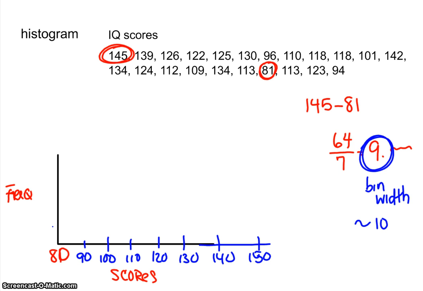Now my process then is I'm going to take this value, this 145. It falls somewhere in between 140 and 150. What I like to do is just put a little block here. 139, somewhere in here.